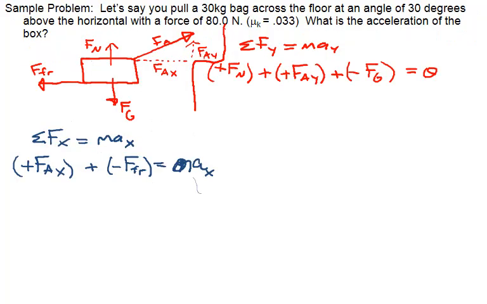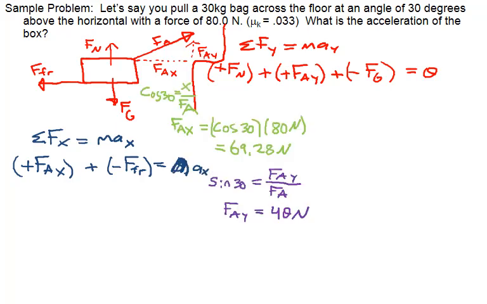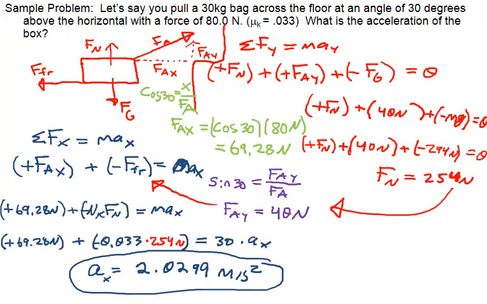All right, so we have to break up the force applied into x and y. In the x, positive FAX plus the negative force of friction equals ma, and then in the y, positive normal force plus positive force applied in the y plus negative force of gravity. If we set up our trig there, the adjacent side is 69.28, the opposite side is 40 newtons. So for the normal force, which we're looking for, we know the FAY is 40. We've got the force of gravity, which is negative 294. So the normal force is 254.